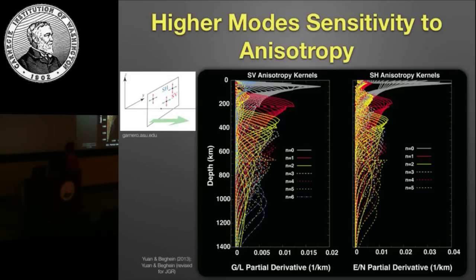Now the Love waves they measured, they managed to measure the fundamental modes, also sensitive to the top 150 kilometers, and the higher modes that provide sensitivity to the transition zone and slightly deeper. And so these Love waves can give constraint on the elastic parameters that control the anisotropy of horizontally polarized shear waves. So a wave traveling from left to right would be polarized like this.